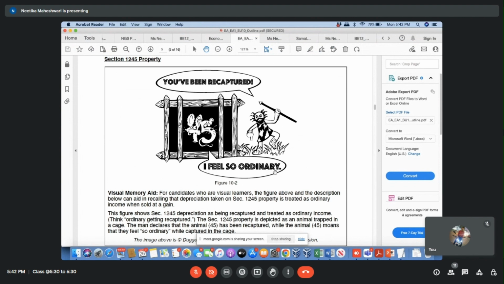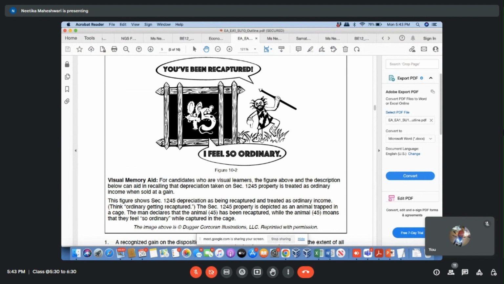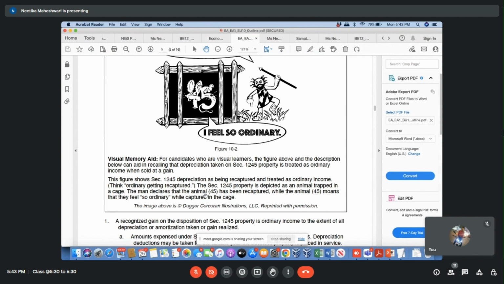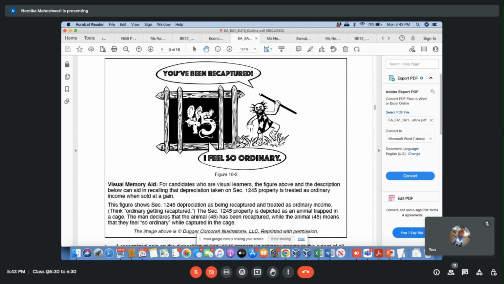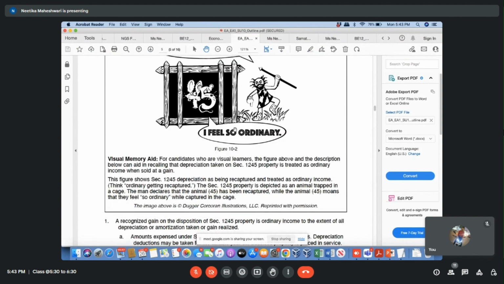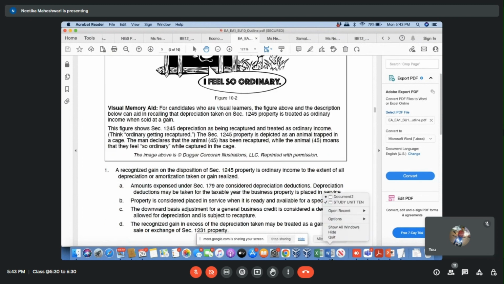Does that make sense? Does that make it easy? Because they've been put behind the bars or put in a cage, they say, oh, I feel so small, so ordinary. And this guy is saying, because you've been recaptured, you're not going around, freely moving outside anymore. So that will help us understand that whenever there is a recapture, there is a possibility that ordinary gain will come into the picture.